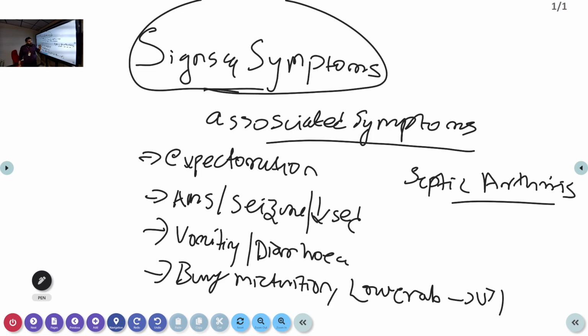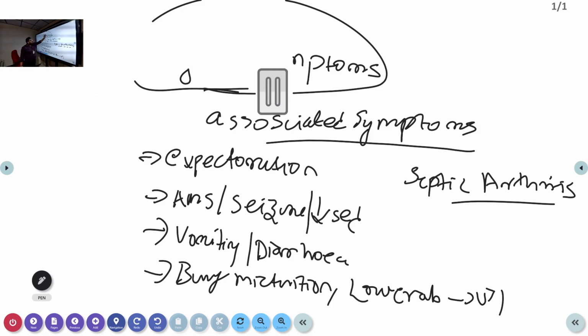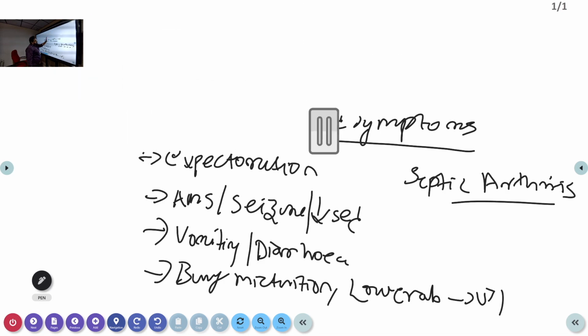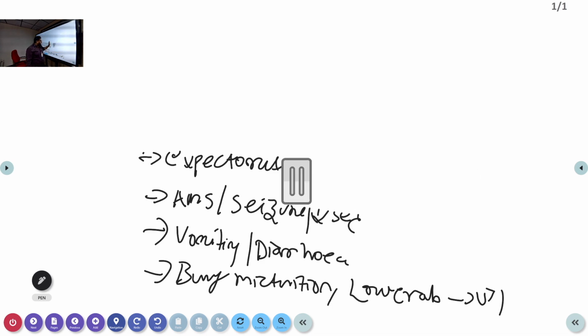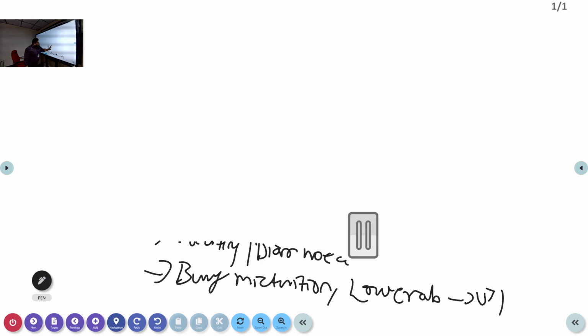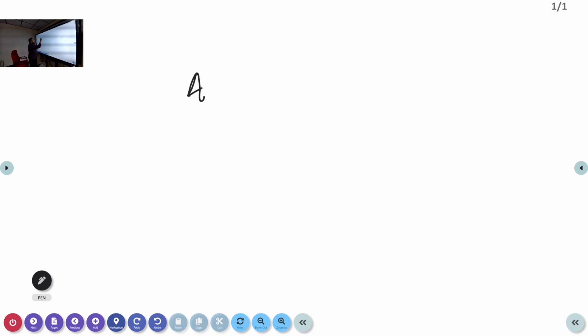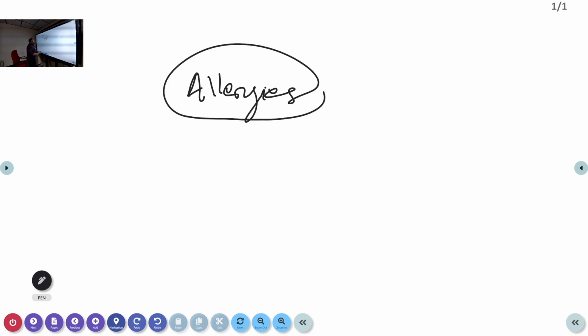So signs and symptoms, that is S for you. Next is the A, that is what? Allergies. Any allergies, not just medication allergies. You need to ask what all types of allergies the child has. Maybe the child has cow milk allergy, peanut allergy. We already discussed that in our anaphylaxis class. So all these allergy histories you need to elicit from A.